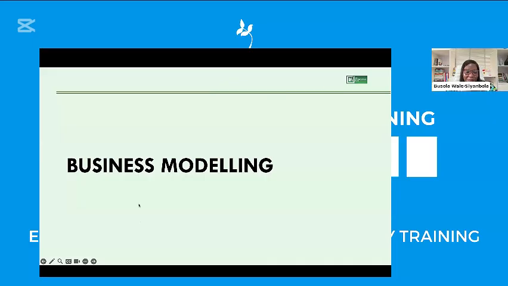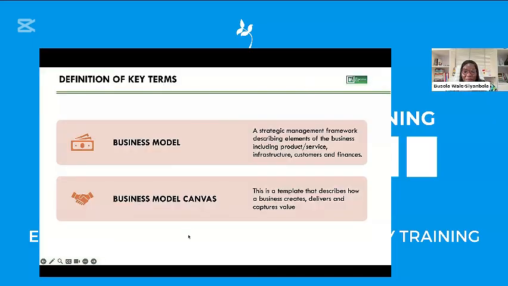Now let's move quickly to business modeling. A business model is a strategic management framework describing, now don't dwell too much on the words management framework, just recognize it as a strategic framework, right? Put in place by business owners, describing the elements of the business, including the product or the service, the infrastructure, the customers, and of course the finances, which are the critical components of any business. For a business to say that they are existing and in operations, there has to be a product or a service, there has to be the infrastructure that is driving the operations, there has to be customers that they are selling to, and of course, it must translate into money at the end of the day, bottom line.